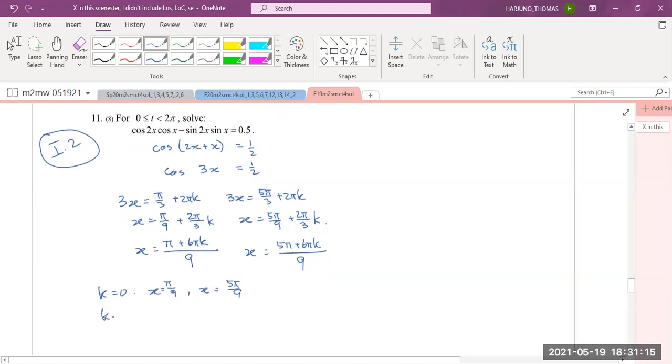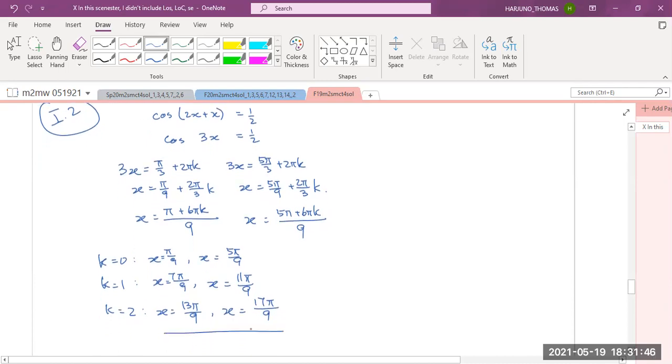When k equals 1, it's easier to see. Like the first one, there will be 7 pi over 9. x equals 11 pi over 9. When k equals 2, that's x equals 13 pi over 9, and 12 plus 5, 17 pi over 9. Okay. When k equals 3, it's already outside of 2 pi. So that's where we stop.